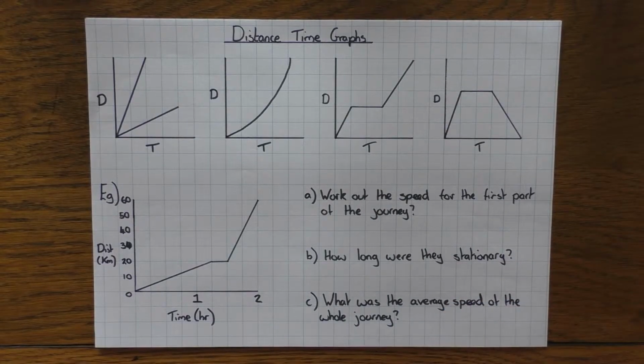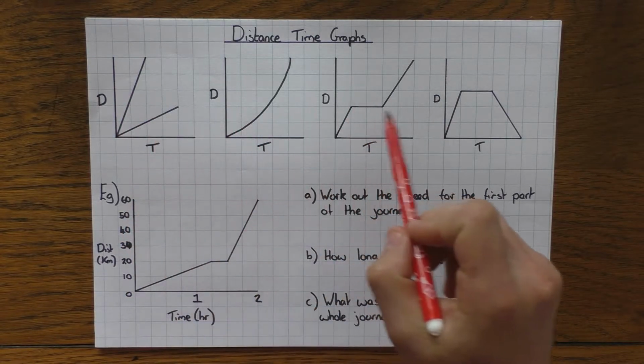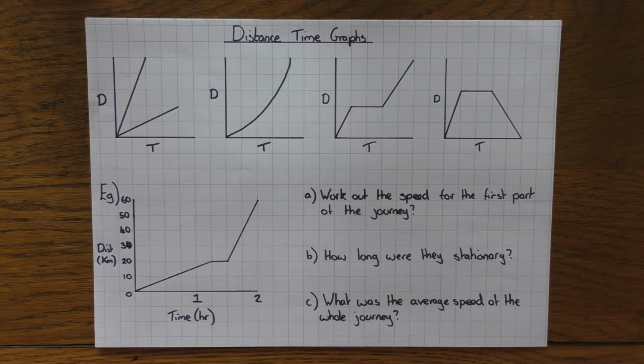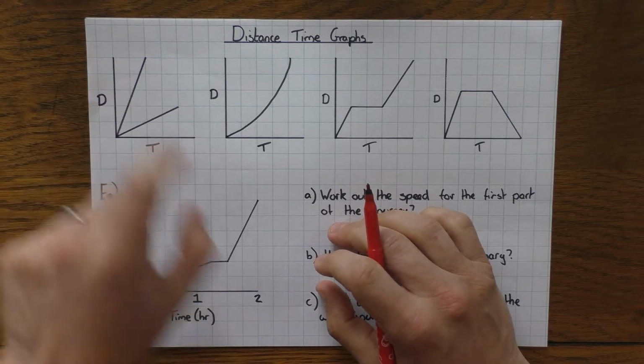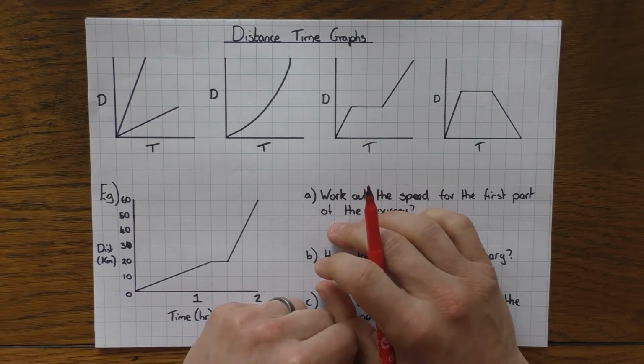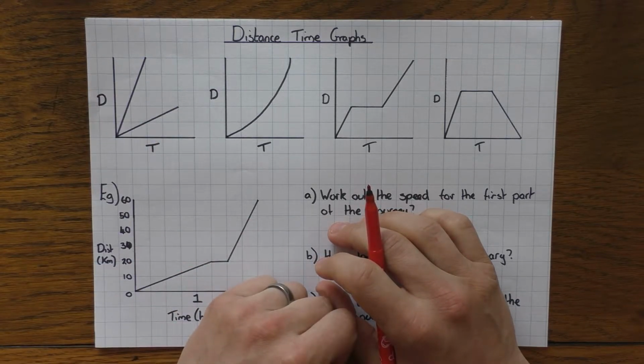Hi guys, in this video we're going to have a look at distance time graphs. So, let's get a few things sorted out before we get started on some of the more juicier questions. I have four little mini distance time graphs here. The time is along the x-axis and the distance is going up the y-axis. So distance time graphs, that's what they would look like.